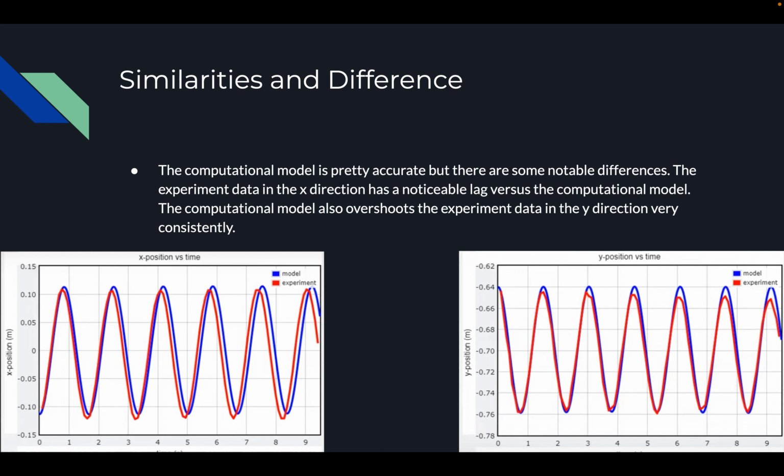Similarities and differences. The computational model is pretty accurate, but there are some notable differences. The experiment data in the x direction has a noticeable lag versus the computational model. We see this in the bottom left image. And then the computational model also overshoots the experiment data in the y direction very consistently. We see this in the bottom right image, where the blue is the model and the red is the experiment data.